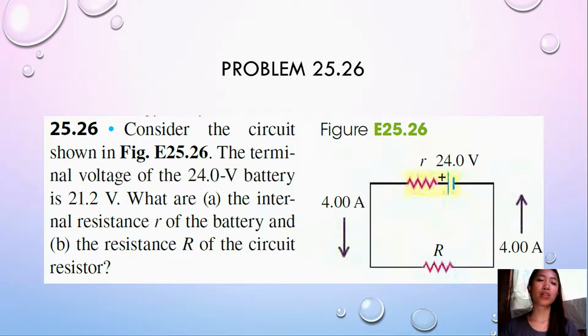Hi everyone, so we are now here again to discuss another problem from University Physics. So now we will be discussing a problem in chapter 25, exercise 26. Consider the circuit shown in figure 25.26. The terminal voltage of the 24.0 volt battery is 21.2 volts. What are the internal resistance r of the battery and the resistance R of the circuit resistor?